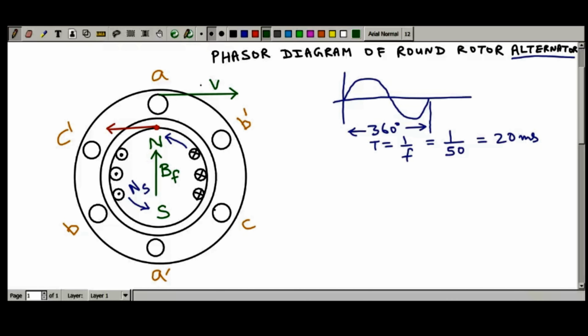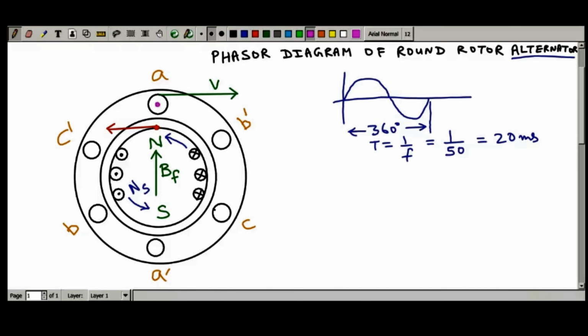So if you apply Fleming's right hand rule, you will find that the induced EMF polarity in this conductor, coil side A, will be given by dot. So I am putting a dot over here in this diagram.